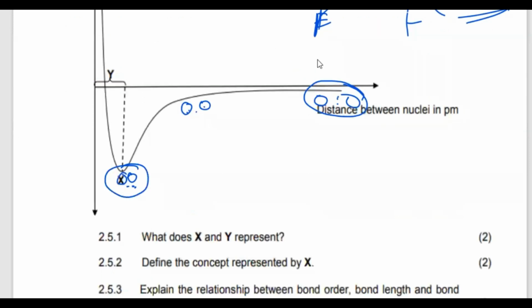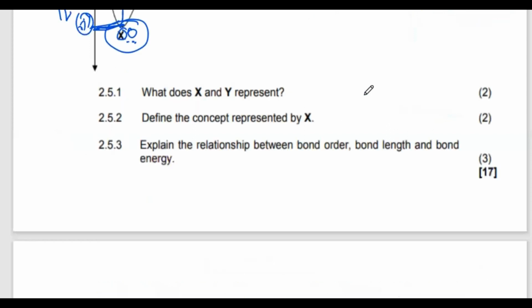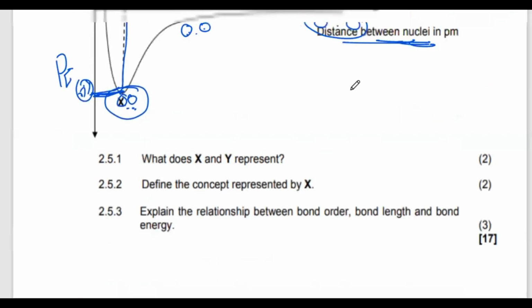And then this distance from here to here is called the bond length. While the energy, because this is energy, the energy you get here is what you call the bond energy. So we can bring figures and ask you which one is the bond energy and which one is the bond length. This is the bond energy, and what you get here is the bond length, because here they are saying the distance of the two nuclei. What does X represent? Define the concept X. Where is X?